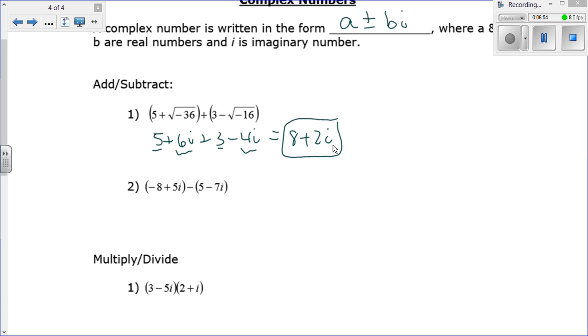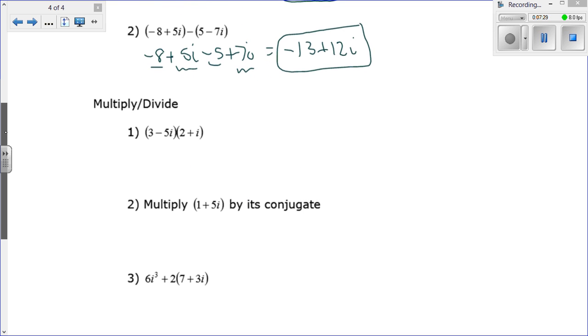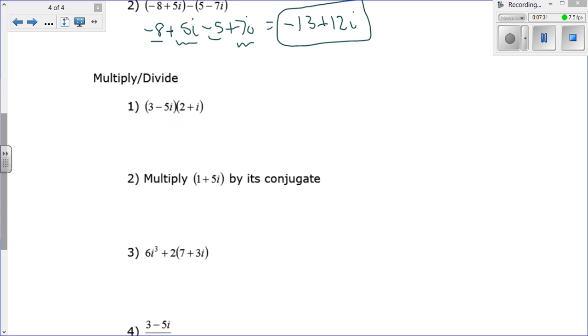For number 2, we need to distribute that negative under the second set. So I have negative 8 plus 5i minus 5 plus 7i. So again, combine your real parts. Negative 8, negative 5 is negative 13. And 5i plus 7i is 12i. Notice we have it in the form a plus bi, so it's the real number and then the i part second always.